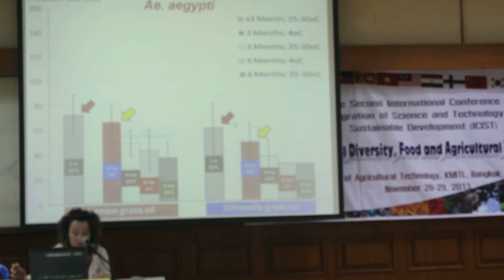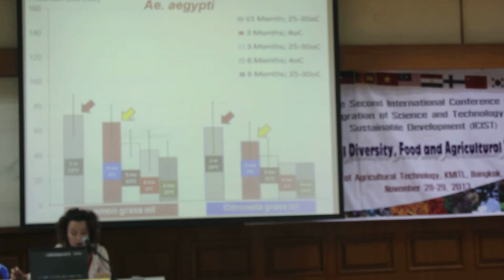The results show that both essential oils kept for 1 month at 25 degrees Celsius, or ambient temperature, of lemongrass and citronella grass oil gave the highest repellency for the longest lasting period, more than 1.5 hours. And this one is 1 hour. Also, please see the yellow arrow here.